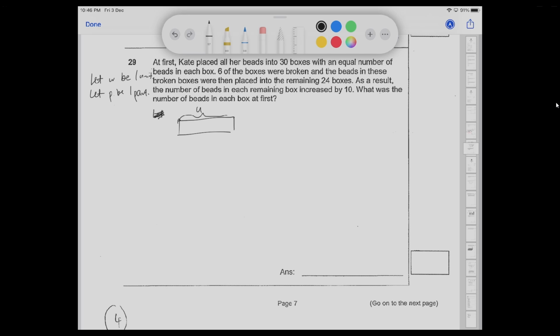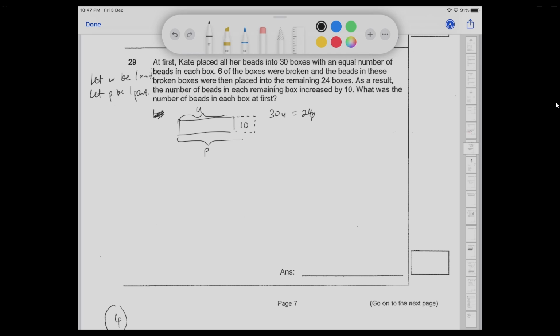So we have 30 of these, but what happened was 6 of the boxes were broken, and the beads were then placed into the remaining 24. So there were 10 extra. We can call this big one 1 part. Initially there were 30 boxes, so that's 30 units, right? And at the end there were 24 parts. The amount of beads stayed the same. There were no beads demolished or destroyed, or added. So 30 units is 24 parts.